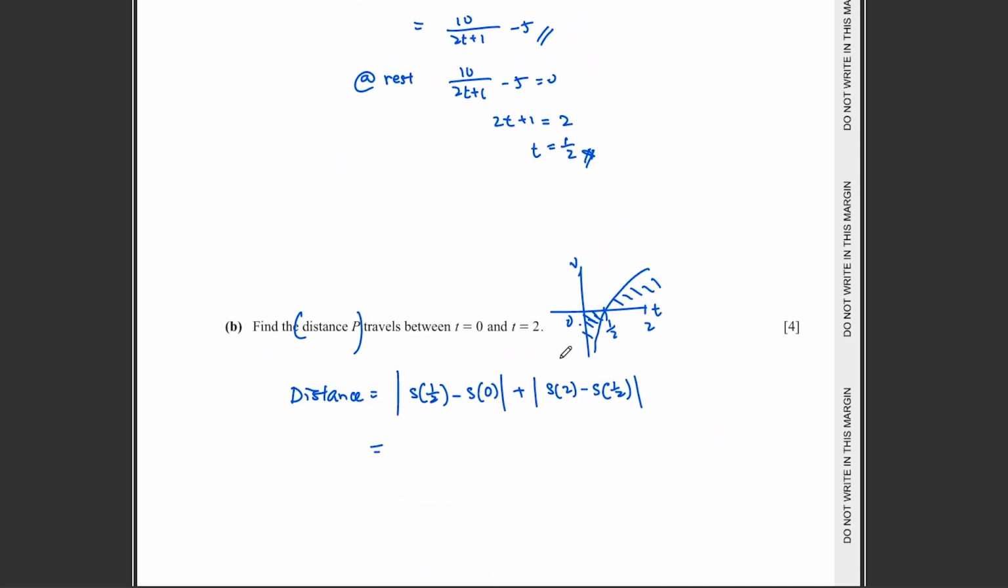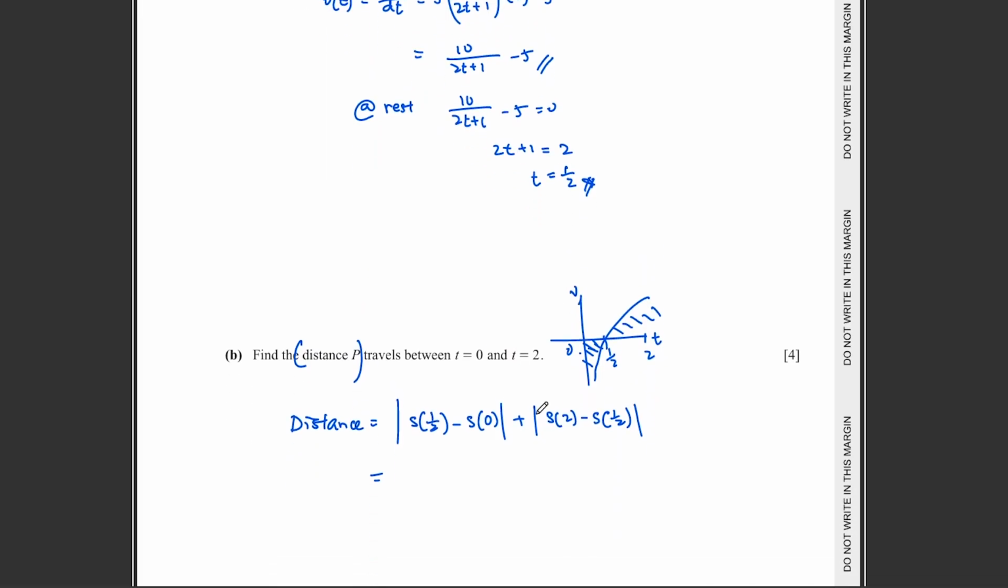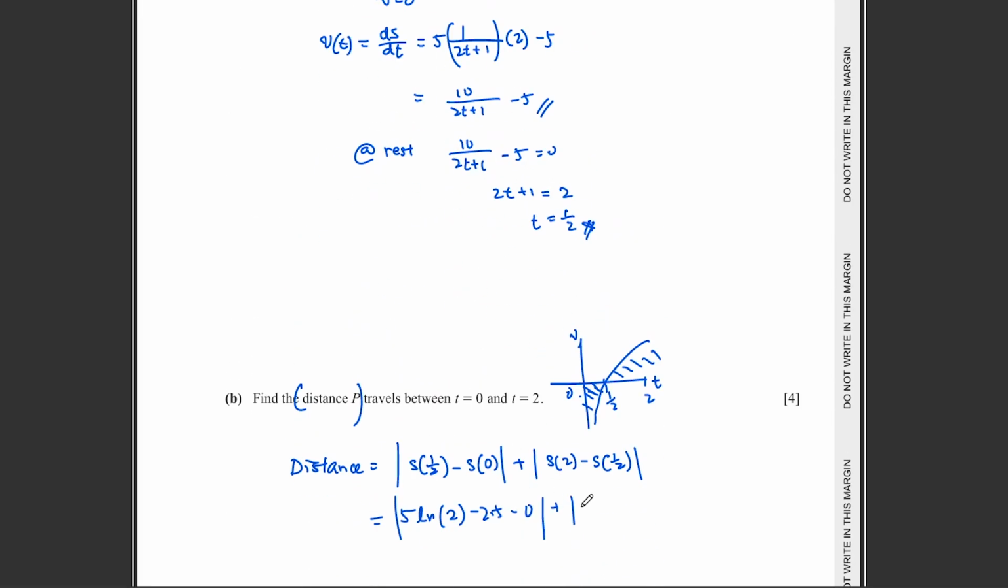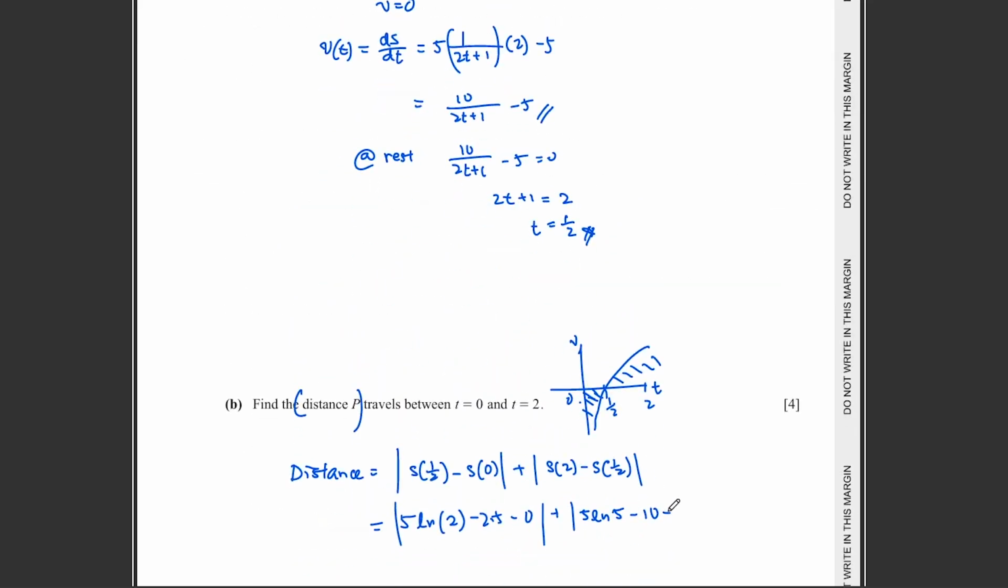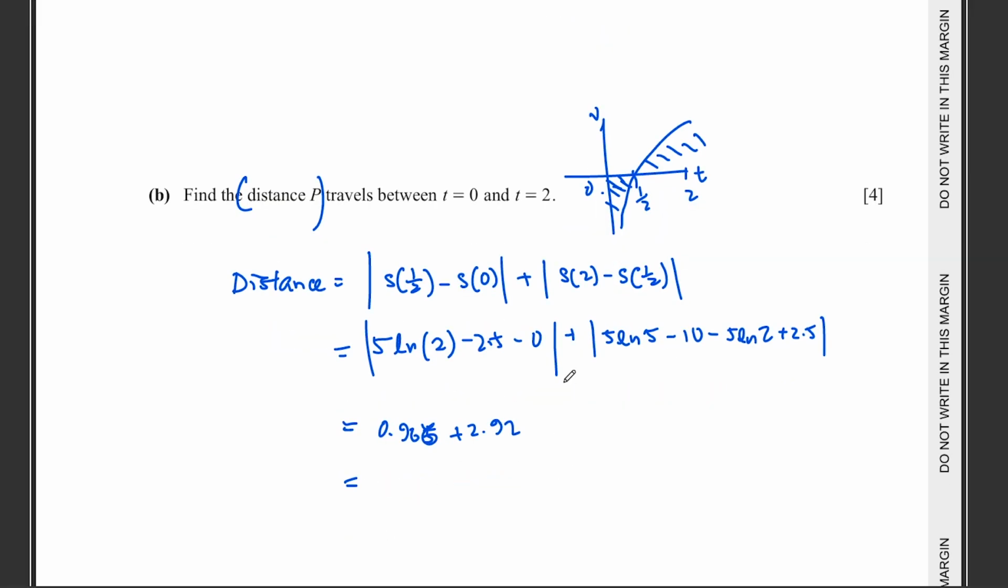So we can try and evaluate this. s evaluated at half, we're going to get, right, so this will be the substituted values. So you can type this into your calculator. So the final answer should be 3.88 meters. Oh, sorry, positive 3.88 meters.